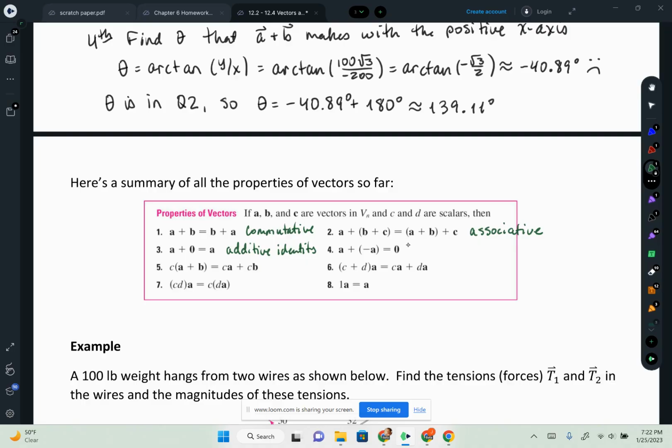Going to number 4, A plus a negative A is going to equal 0. This is our additive inverse property. Additive inverse.